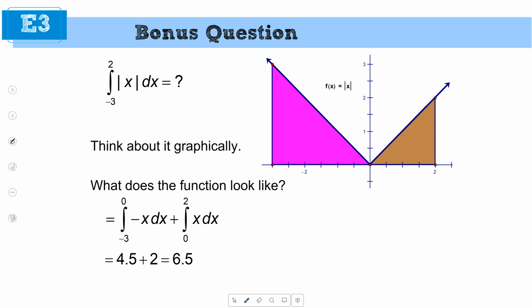So remember on the one that Dexter helped us with, we found that point by plugging it into the function. If I plug 2 into the function, I get 2. If I plug -3 into the function, I get 3. That makes this 3, this 3, this 2, and that 2. 1/2 base times height is 4.5, and 1/2 base times height is 2.